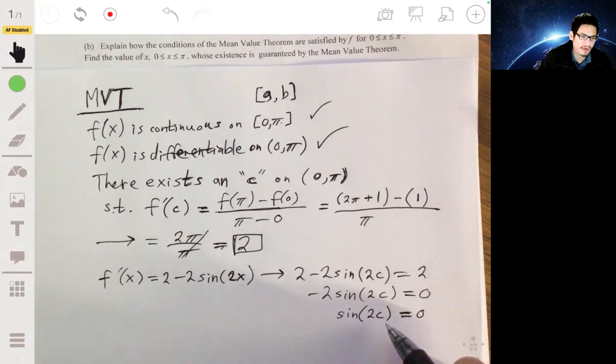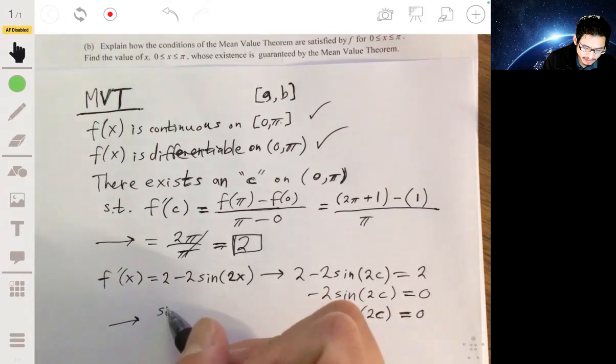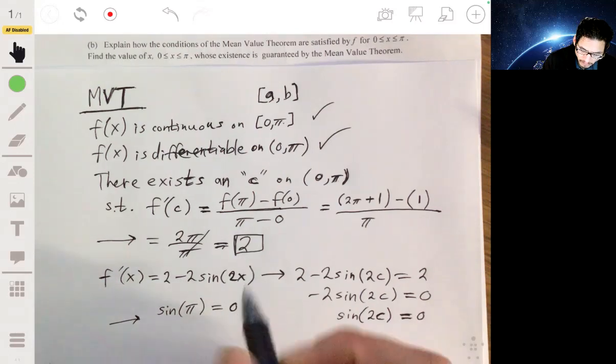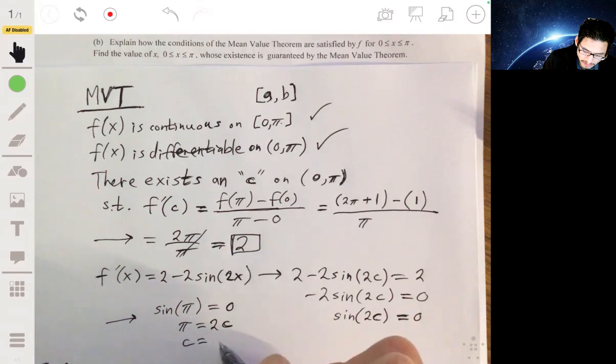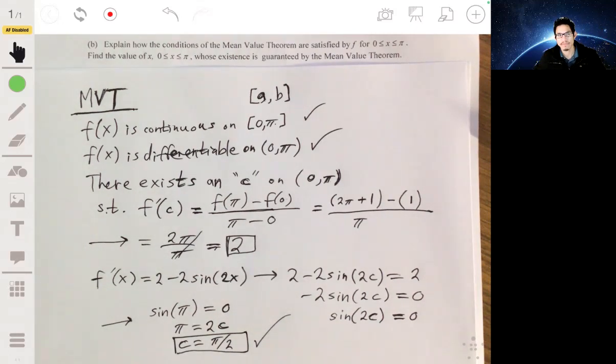We have to find where the sine of what value equals 0, and then we set that equal to 2c in here. So on the interval, remember, the sine will be equal to zero when you're taking the sine of pi. Let me put that to the side here. Sine of pi is equal to zero. So we make pi equal to 2c. And then c will just be pi over 2. And that'll be your answer. That's all there is to it.